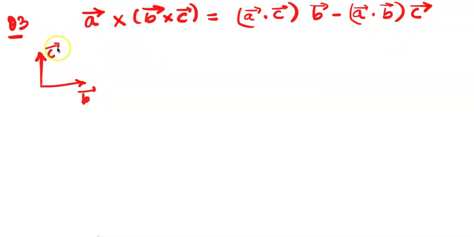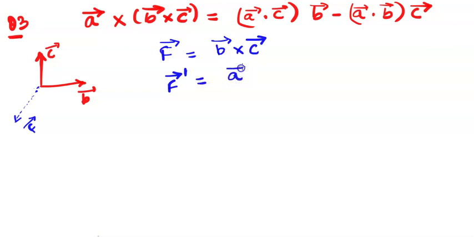So let's consider two vectors B and C. Then any vector F which is B cross C is basically perpendicular to this plane. Let's say this is that plane. So F vector would be in this direction, which is perpendicular to both B and C. Now if I say another vector, which is F dash vector, which is A cross B cross C, which is equivalent to A cross F vector.